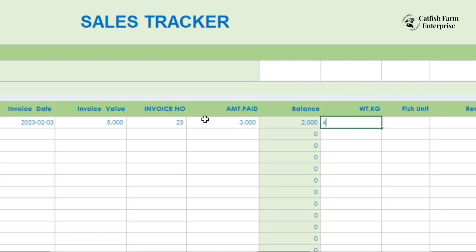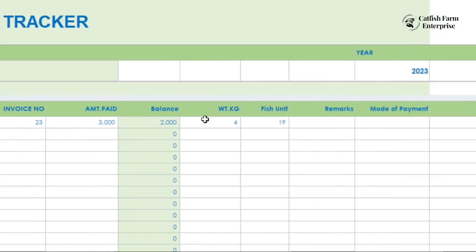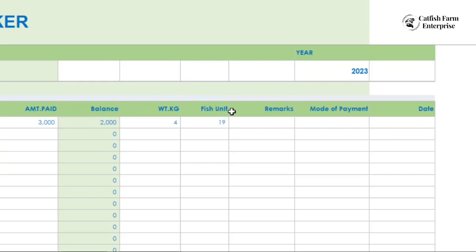The weighted kg might be 4 kg. The fish unit, how many pieces? Let's say 19 pieces. Remark. In the place of remark, you could put, they are still owing me. So you just put a note there. Balance pending, to know that you have a pending balance.